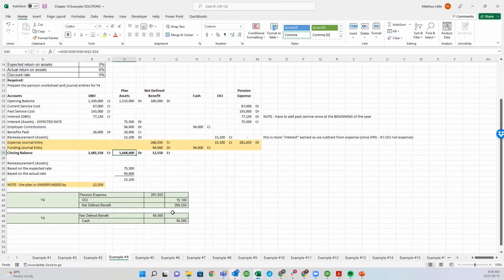And just to visualize the journal entries then, we will have a debit to pension expense, a credit in this example to OCI, and that could go debit or credit to OCI. Because if our actual rate was less than the expected return, this entry would be a debit to OCI. So you have to really pay attention which one is bigger than the other. And the net of this journal entry then goes to net defined benefit. And then we have our contribution entry of 94,000.